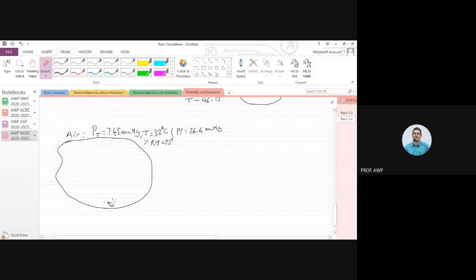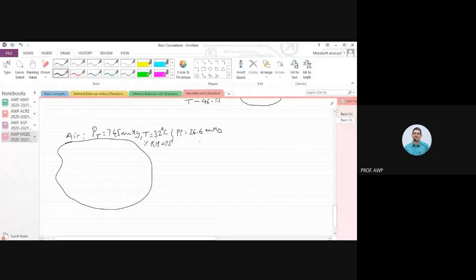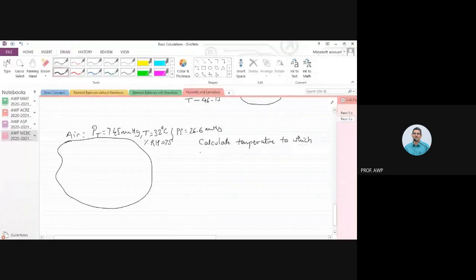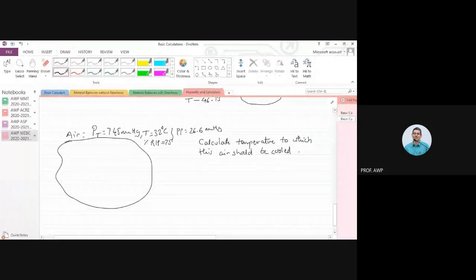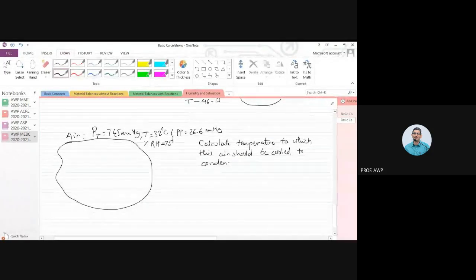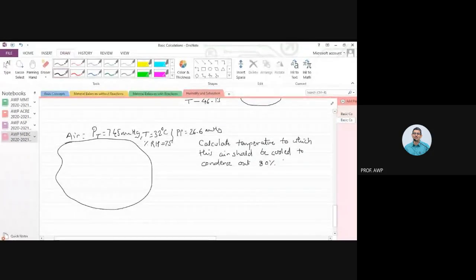Now here is the problem. I want you to calculate the temperature to which this air should be cooled to condense out 80% of the water.